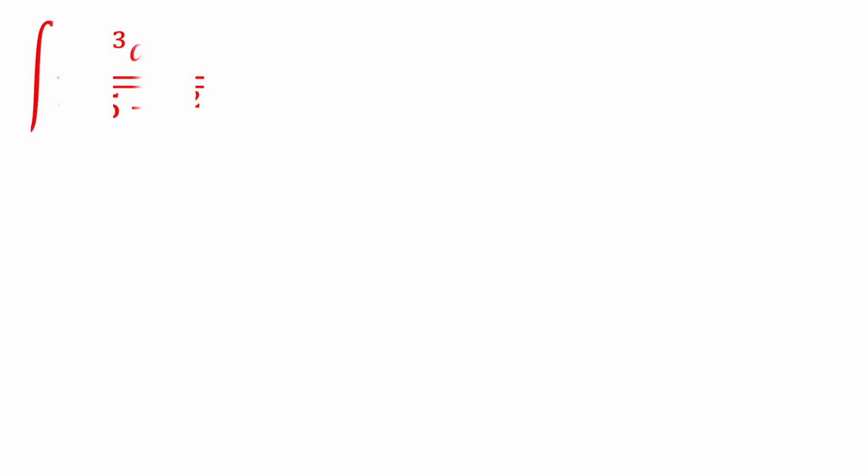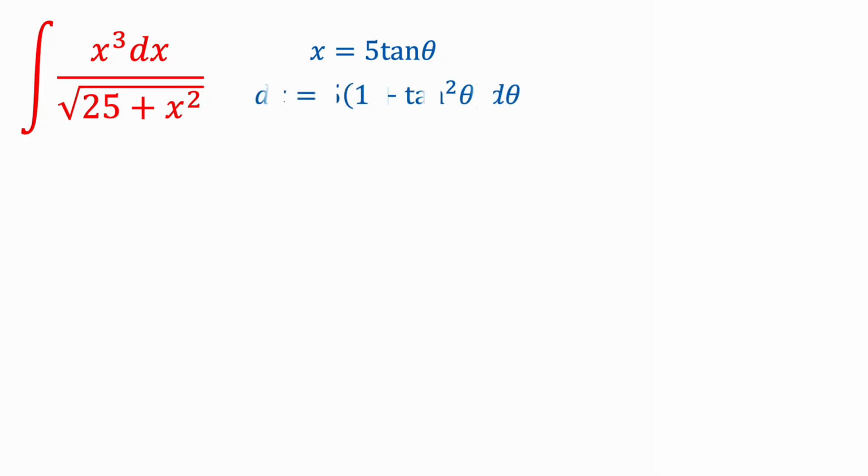So we have x cubed over the square root of 25 plus x squared. What do we observe here? It's in the form of a squared plus x squared. What did we say we should do in such a case? We use the tangent substitution method. x equals 5 tangent theta. Now, we're going to take the differential of both sides of this equation. dx is 5 times (1 plus tangent squared theta) d theta.